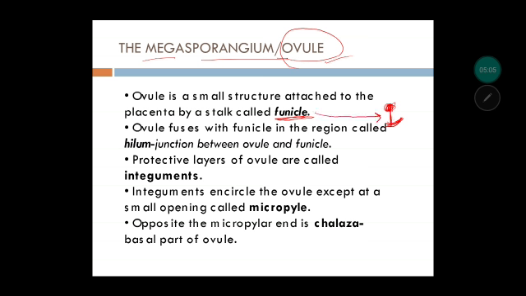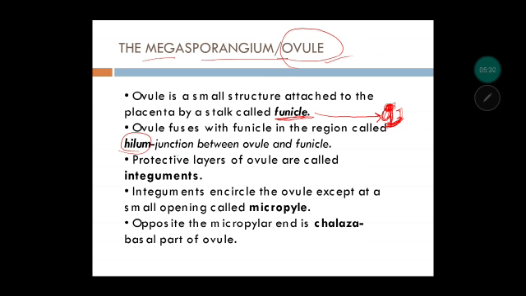This is not just a schematic representation I'm showing you. The ovule is attached to the placenta by a stalk called the funicle. Clear? Now the ovule is going to fuse with this funicle, and the region where it fuses is called the hilum. So the hilum is the junction between the ovule and the funicle.